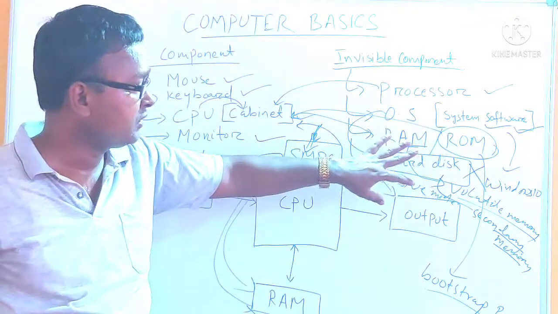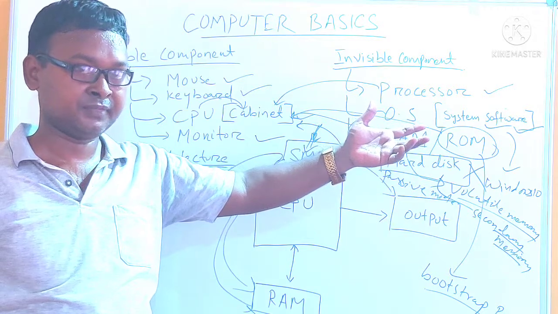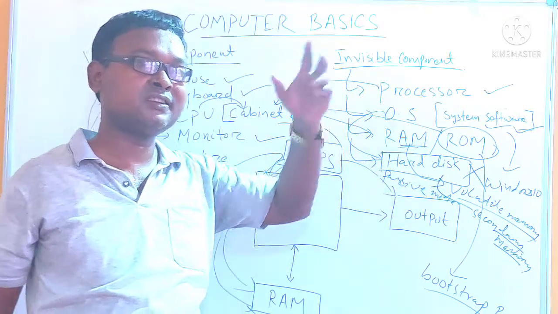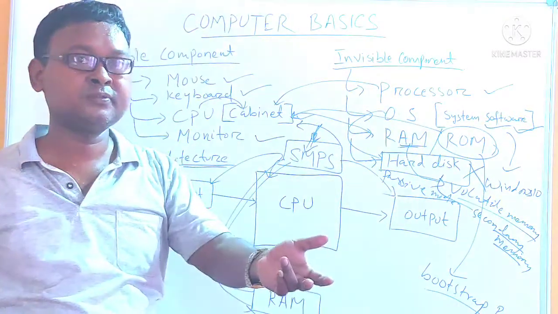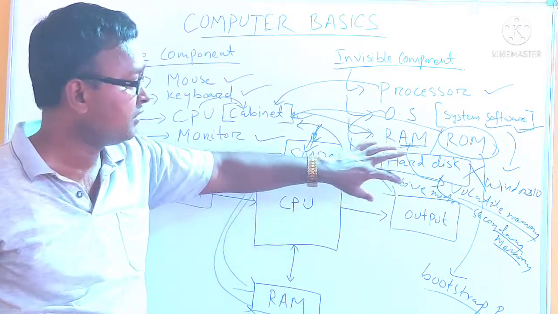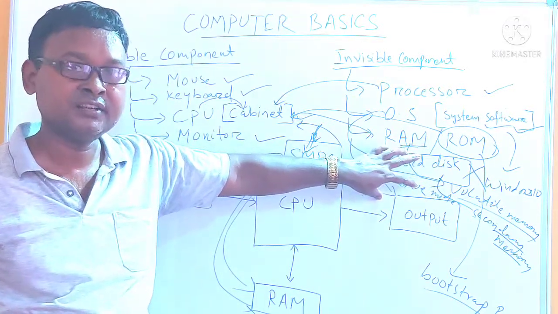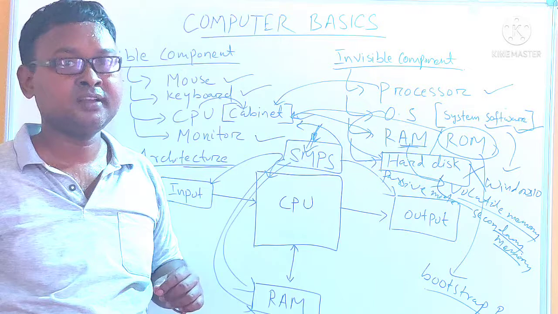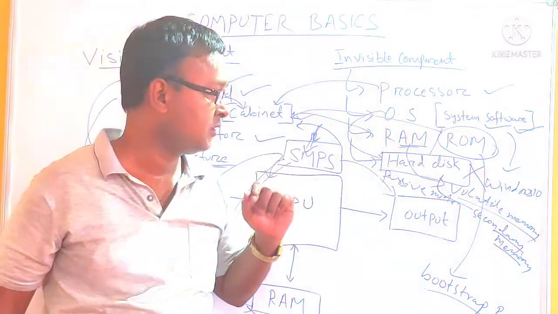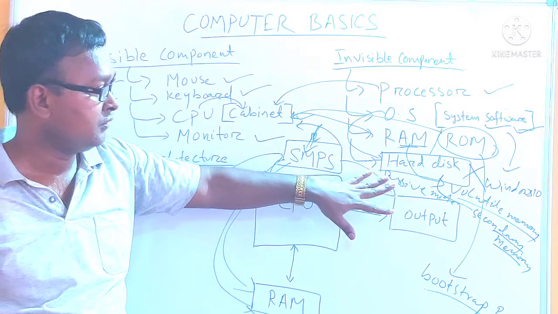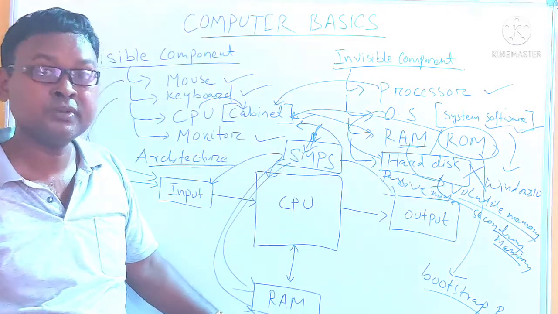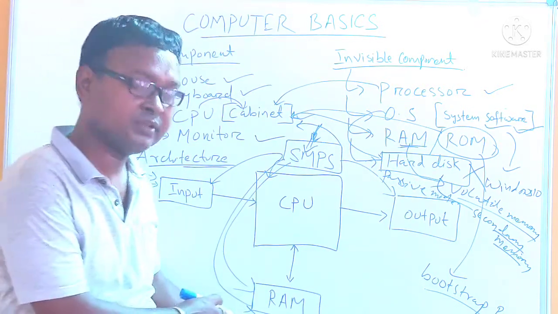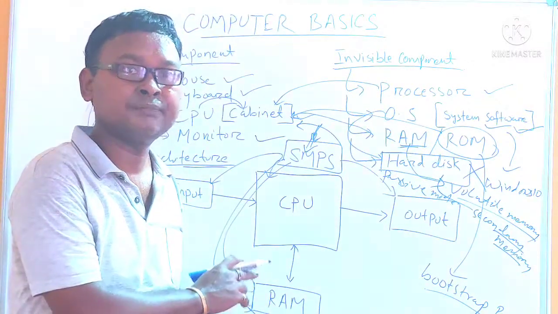Right now you need to activate this operating system, which is in passive mode. You need to make it active, so that you can work on your computer system. When the operating system is sitting in passive mode in the hard disk, you need to bring it into active mode. Right now, the ROM, the read only memory, plays a very vital role.